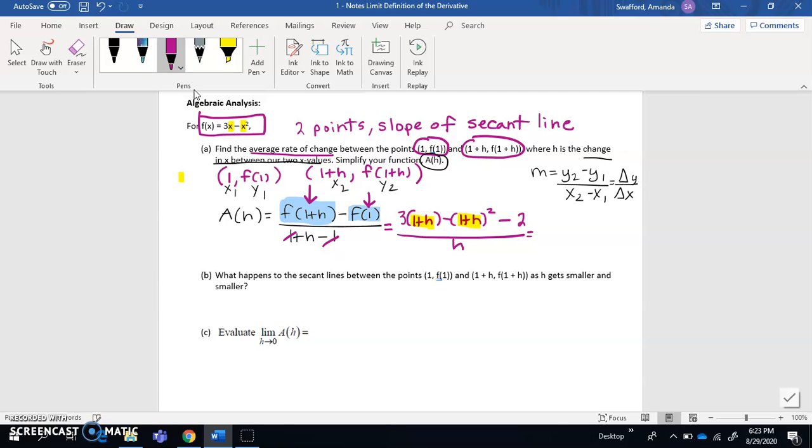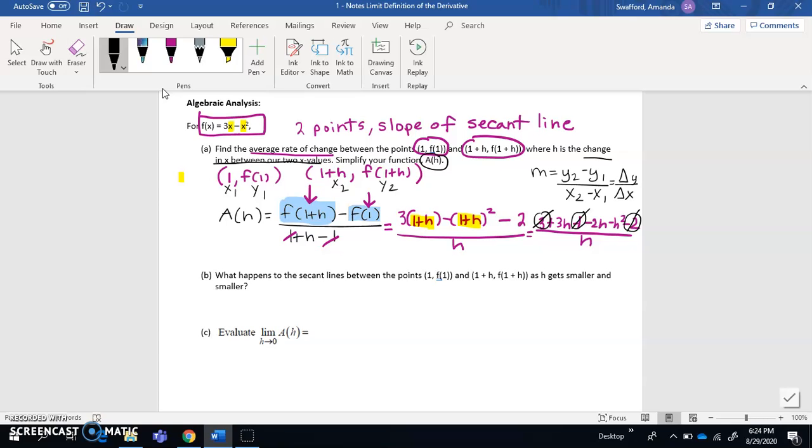So we need to clean this up, distribute our 3. We need to FOIL this out and distribute our negative at the same time. So that's going to be minus 1 minus 2h minus h squared minus 2 all over h. Okay, so let's see. 3 minus 1 minus 2. 3 minus 1 is 2. Minus 2 more is going to be 0. So all of these constants make 0.